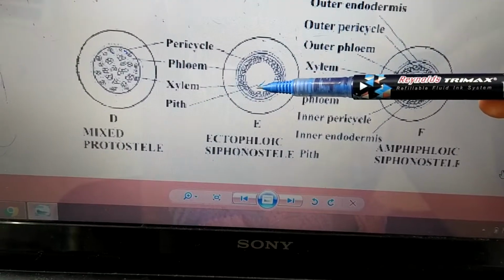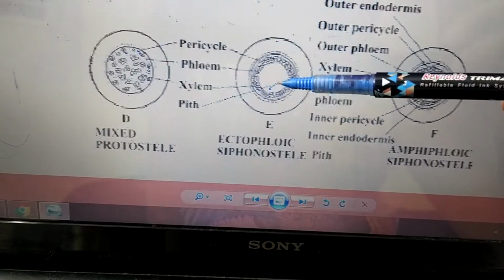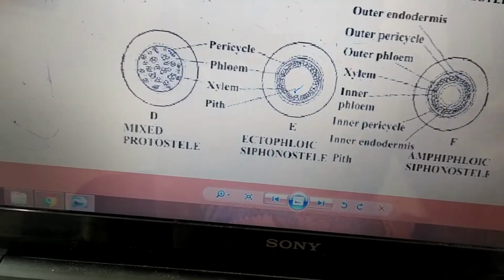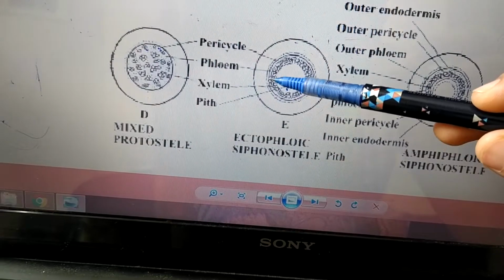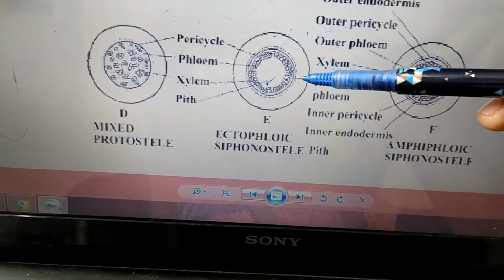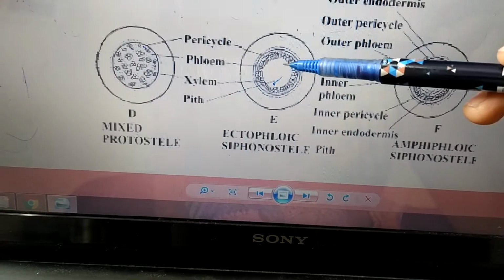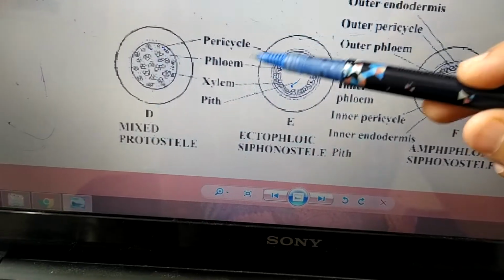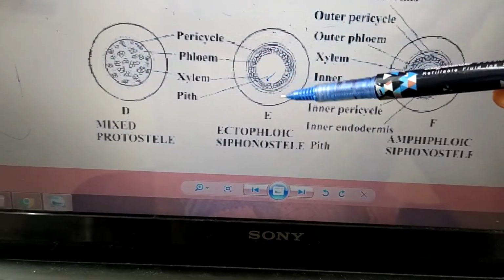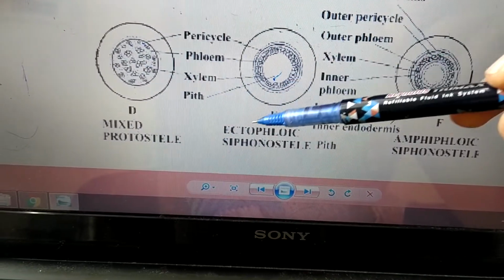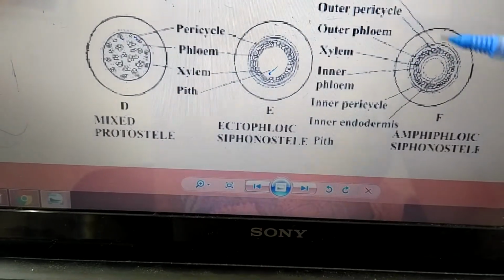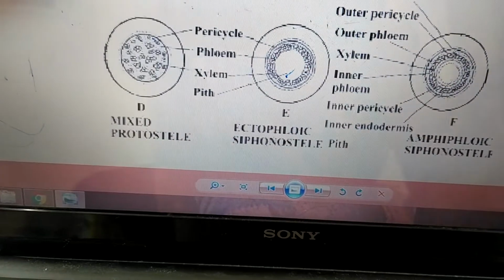Now to describe more ectophloic stele, in this type of stele we have a central pith. This central pith is surrounded by a ring of xylem. So very next to pith, what is present is the ring of xylem, and that ring of xylem is surrounded by a ring of phloem. So we have a pith surrounded by concentric rings of xylem and phloem. Phloem is again surrounded by pericycle. So this kind of stele is called ectophloic siphonostele. This is usually seen in the case of Equisetum.